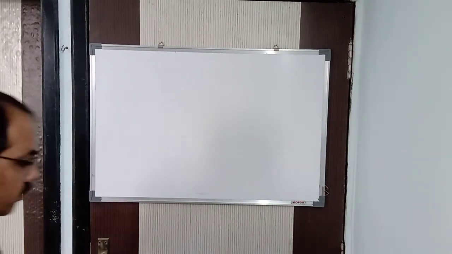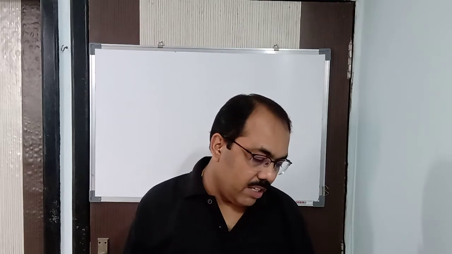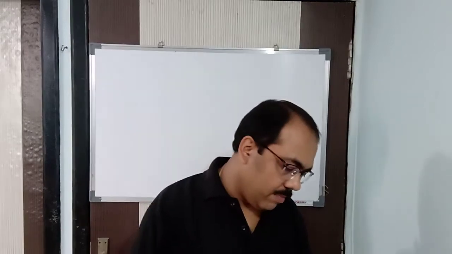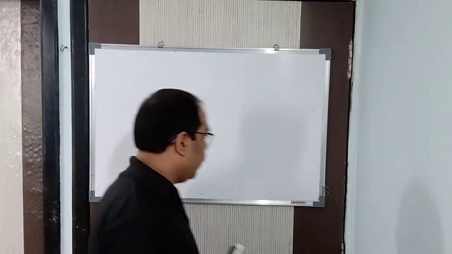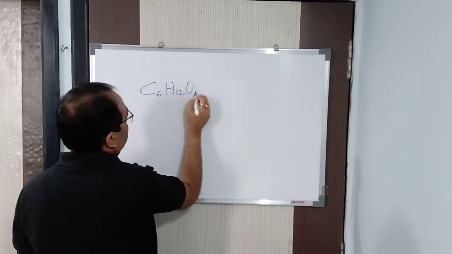Now coming to the empirical formula. What is the empirical formula? Empirical formula is a formula of a compound which shows the simplest whole number ratio between the atoms of the elements in the compound. That is known as an empirical formula. For example, you have the formula C6H12O6.